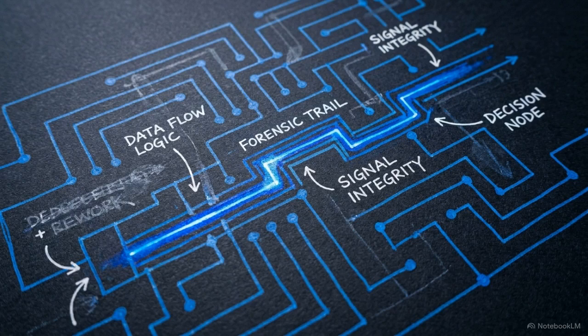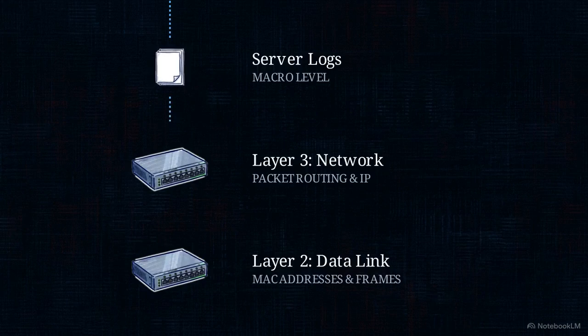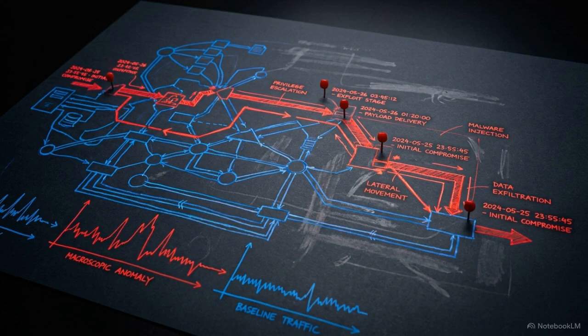To conduct a proper postmortem, we trace this trail in the wires from the top down. We start by auditing high-level server logs and work our way into the granular details of Layer 2 and Layer 3 packet analysis. Because modern networks are highly dynamic, the objective is to reverse engineer the exact chronological timeline of the attack vector, tracking the intrusion step by step.